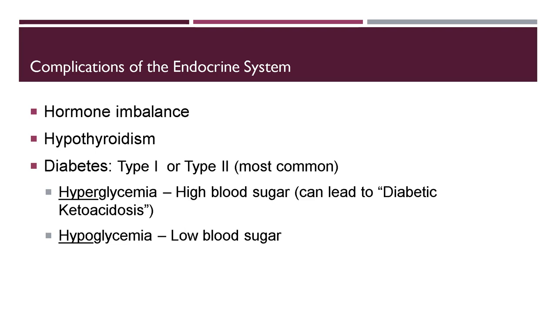When the blood sugar gets too high, it's called hyperglycemia. When the blood sugar gets too low, it is called hypoglycemia. If the sugar in the blood remains high for a sustained length of time, it leads to what is called diabetic ketoacidosis, a life-threatening problem.